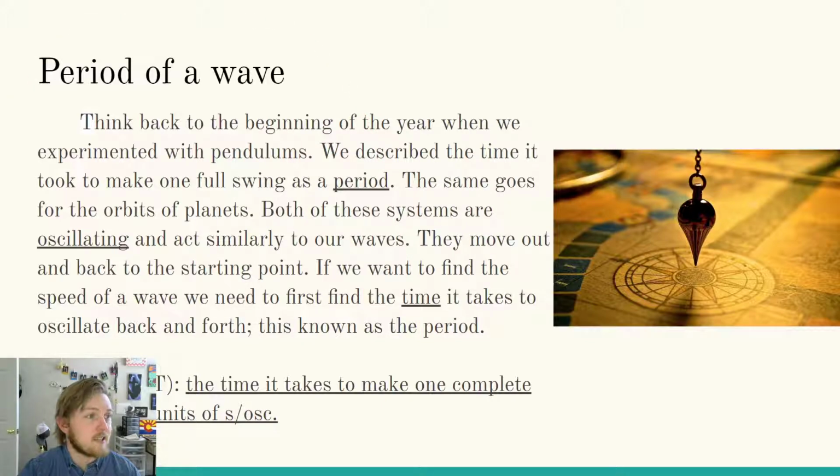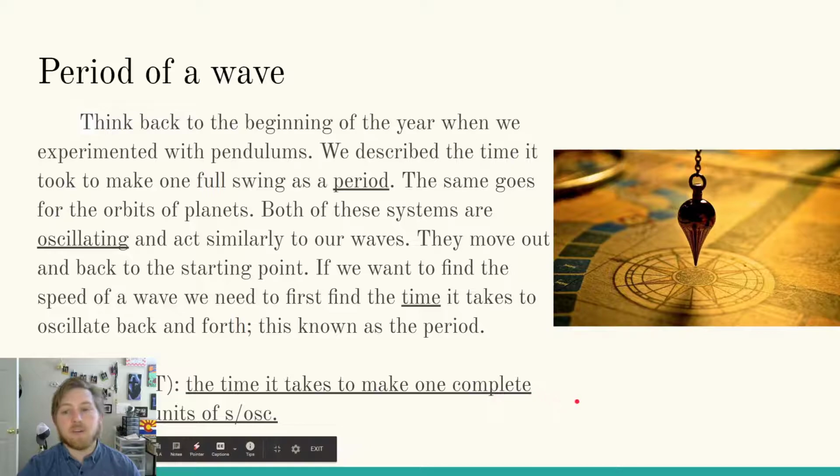The next thing is the period of a wave, and I talked about this just seconds ago, but think back to the beginning of the year when we experimented with those pendulums.